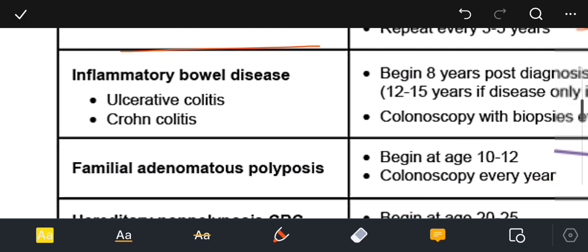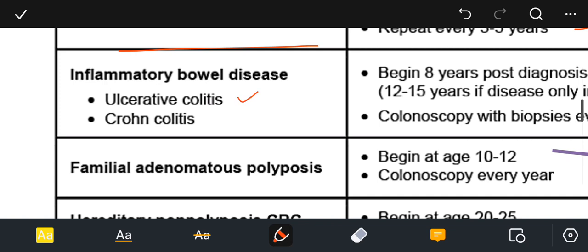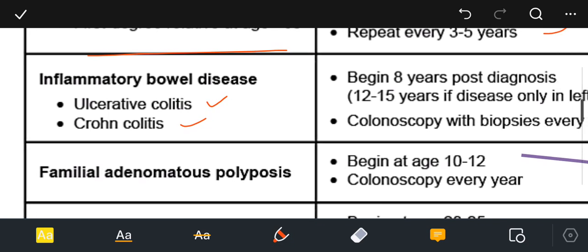The next point is inflammatory bowel disease, including ulcerative colitis and Crohn's disease. These are also risk factors for development of colorectal cancer.